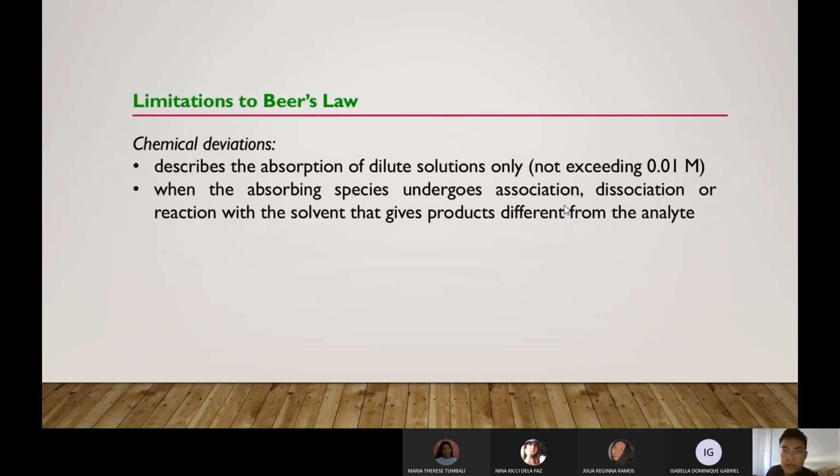Okay. So, gagawin mo, if you're analyzing chemicals, you dilute it. No? Dilute mo siya. Yeah. So, ang ginagawa namin sa chem, kunwari, mag-extract kami ng chlorophyll ng halaman.